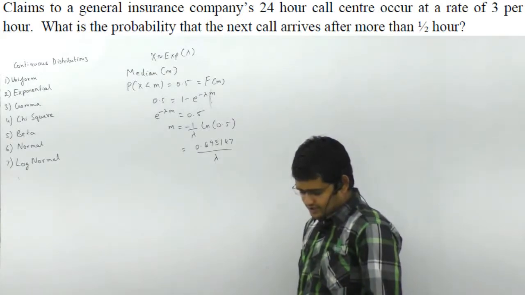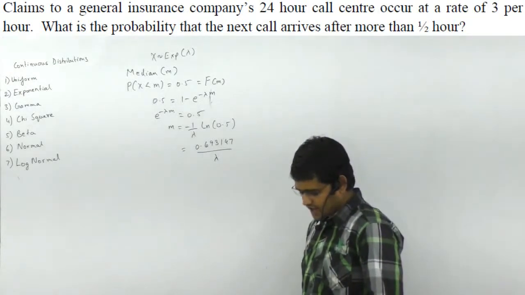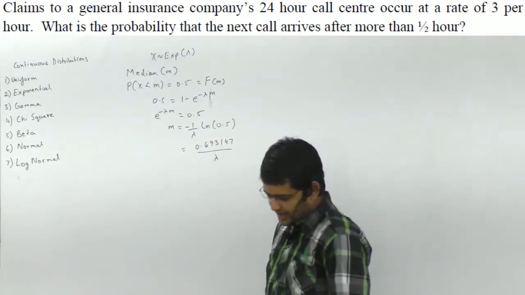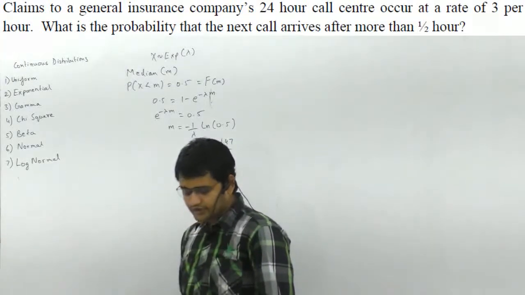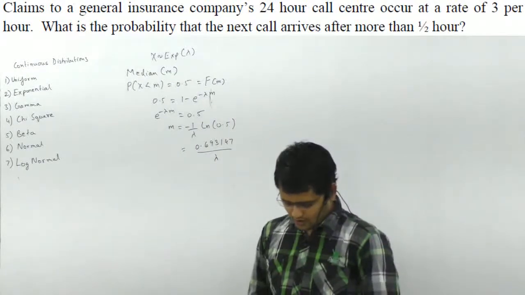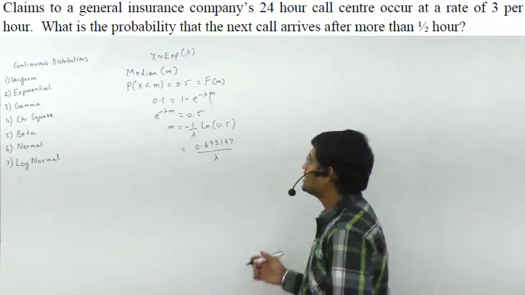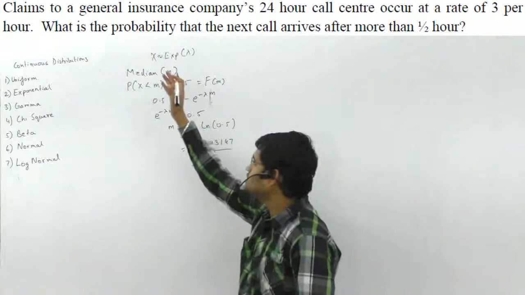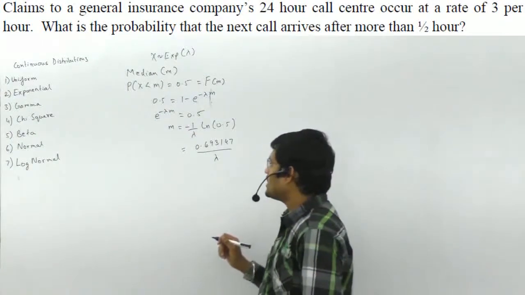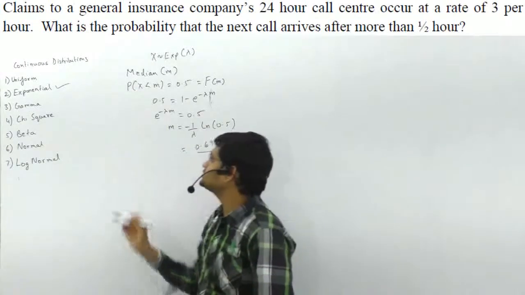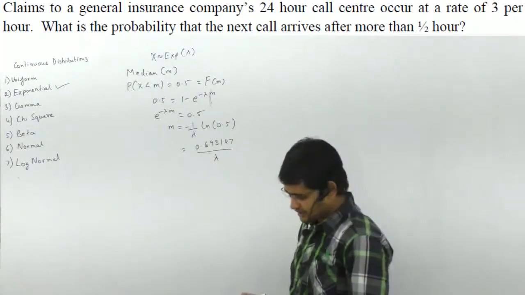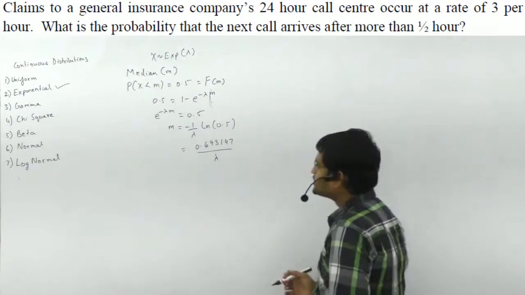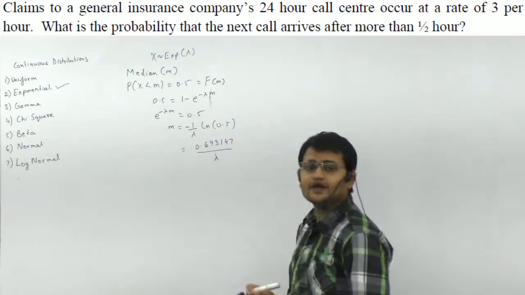Let's do a question here. Claims to a general insurance company's 24 hours call center occur at the rate of 3 per hour. What is the probability that the next call arrives after more than half hour? Now, how to recognize whether this particular question is of exponential distribution or not? Whenever you see a question of a continuous distribution, except for exponential distribution, every distribution will be specified, and it will say that this particular term is following this kind of distribution.